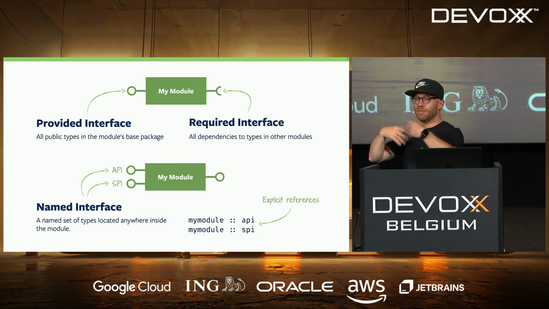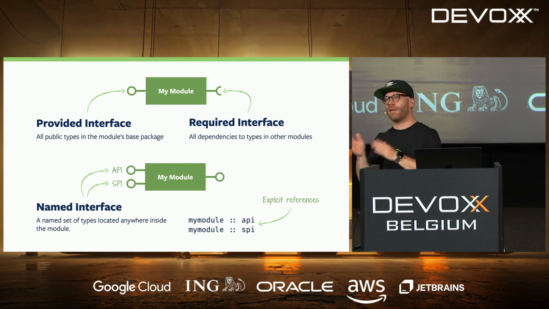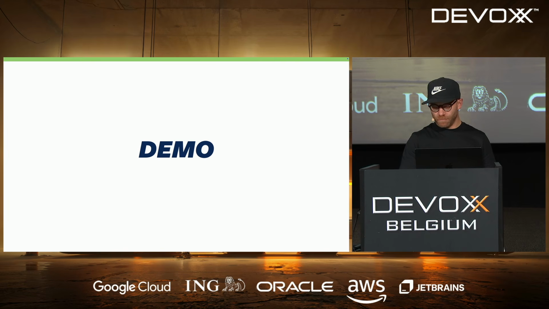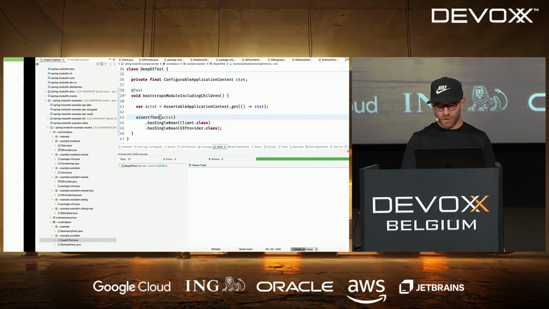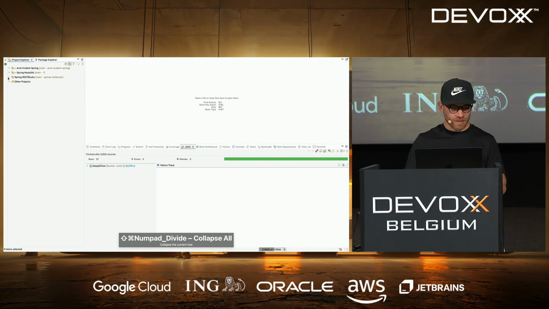The case we want full access to the module, but if you only want to give access to a certain subset of types, then my module :: API or whatever you name them, right? So yeah, let me give you the demo for that. For that, we're going to jump back into Spring RESTBugs.